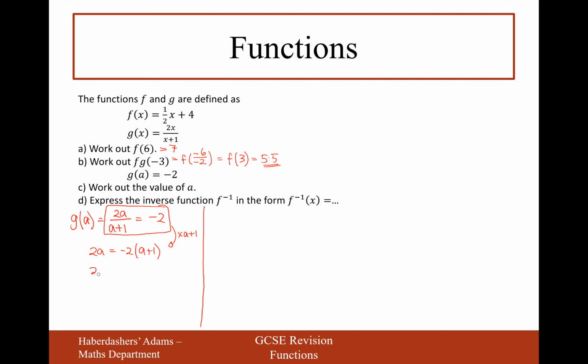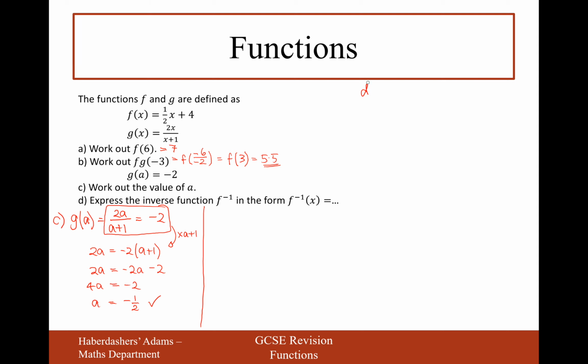Let's expand the brackets. 2a equals minus 2a minus 2. And then I'll add the 2a onto the other side, so I've now got 4a on the left hand side, divide through by 4, and I've now got minus a half as my value for a. And you can always check that by putting a, so minus a half, back into the g function, and we should get minus 2 out there. That was part C there.